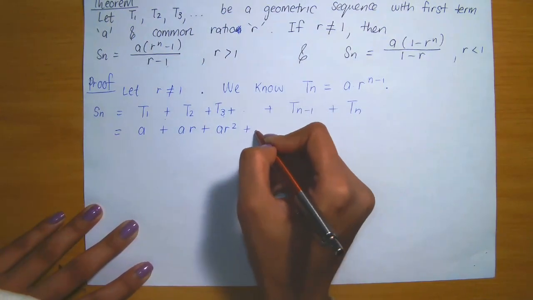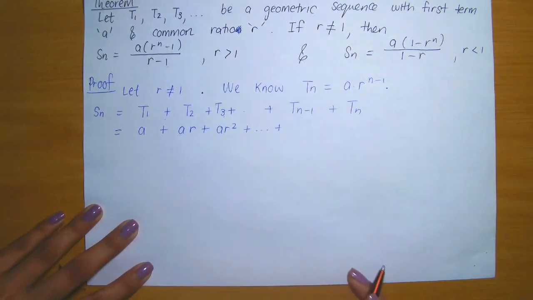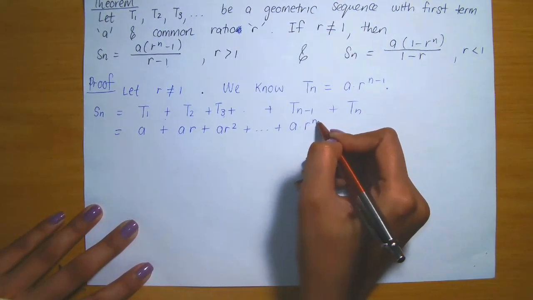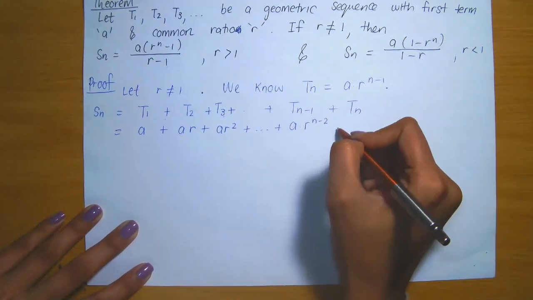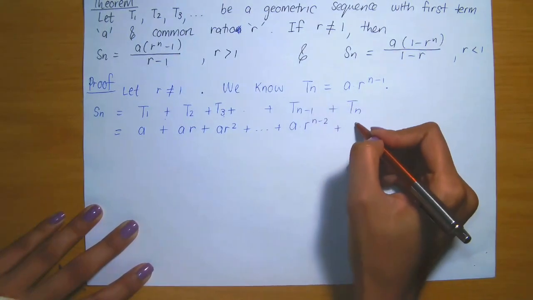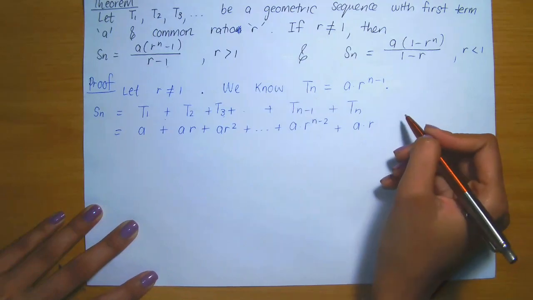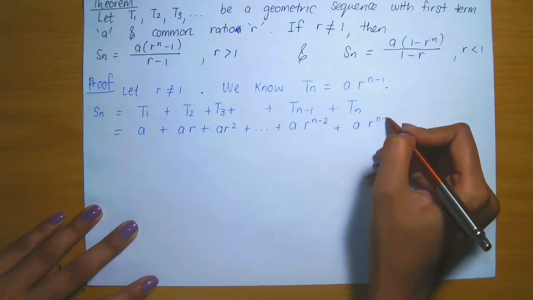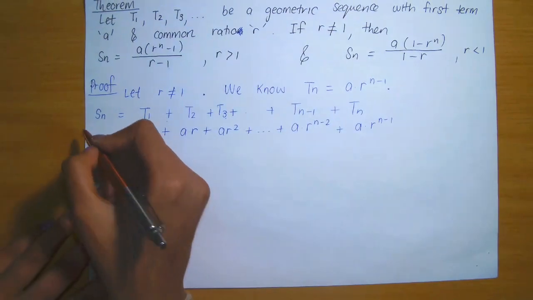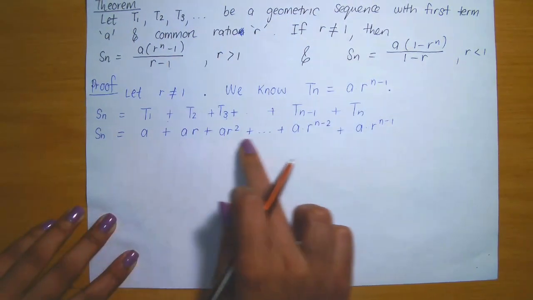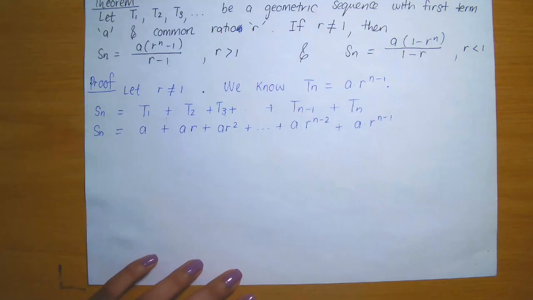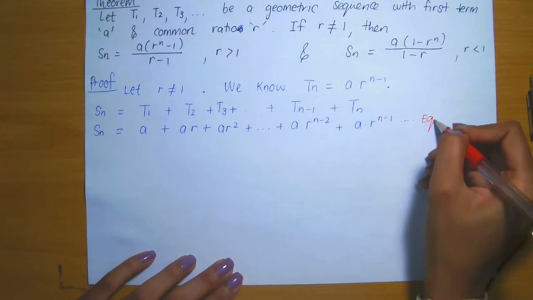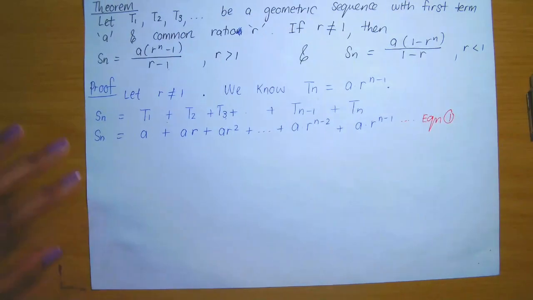Continuing in that fashion, the (n minus 1)th term will be a times r raised to the power n minus 2, if you use that formula. And of course, we know that Tn is a times r raised to the power n minus 1. So we now have that the sum to n terms can be expressed as follows. Let's label this equation, equation 1.